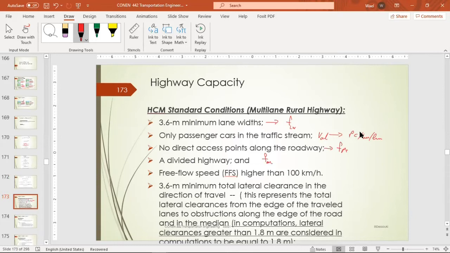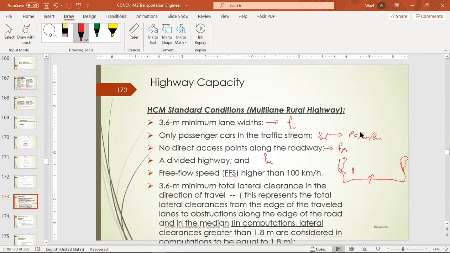And 3.6 meters minimum total lateral clearance in the direction of travel. This represents the total lateral clearance from the edge of the traveled lanes to obstructions along the edge of the road. To give you an understanding of this condition, that means if we have a shoulder, the travelway, and this is just one direction, and we have trees here.